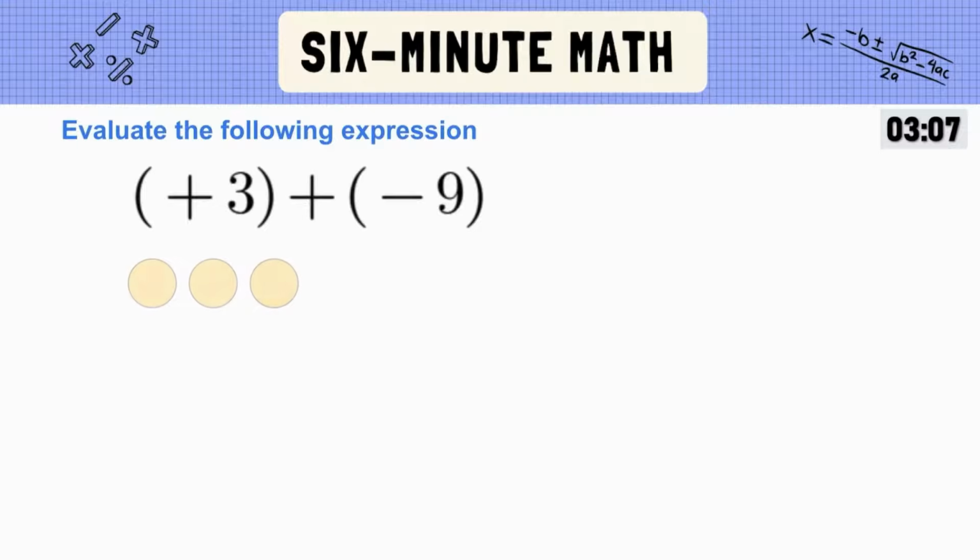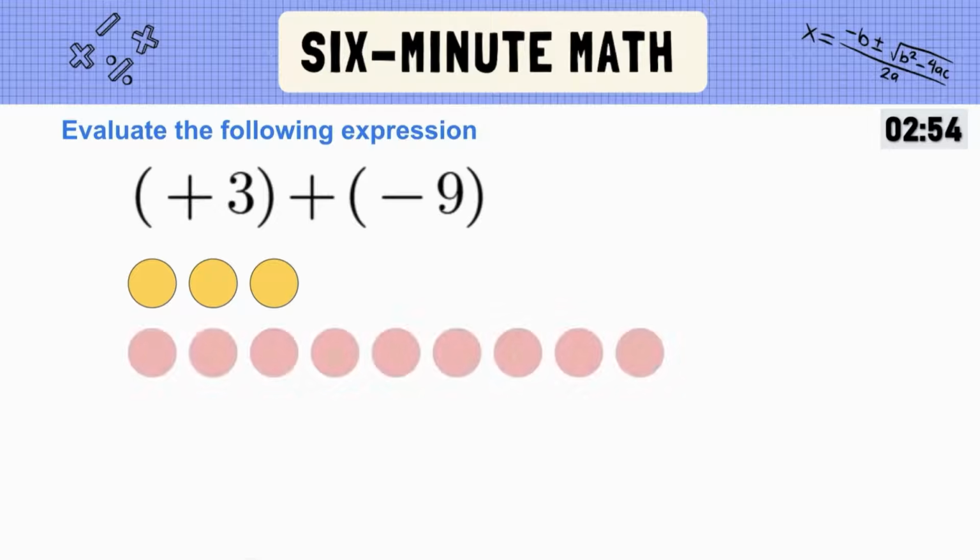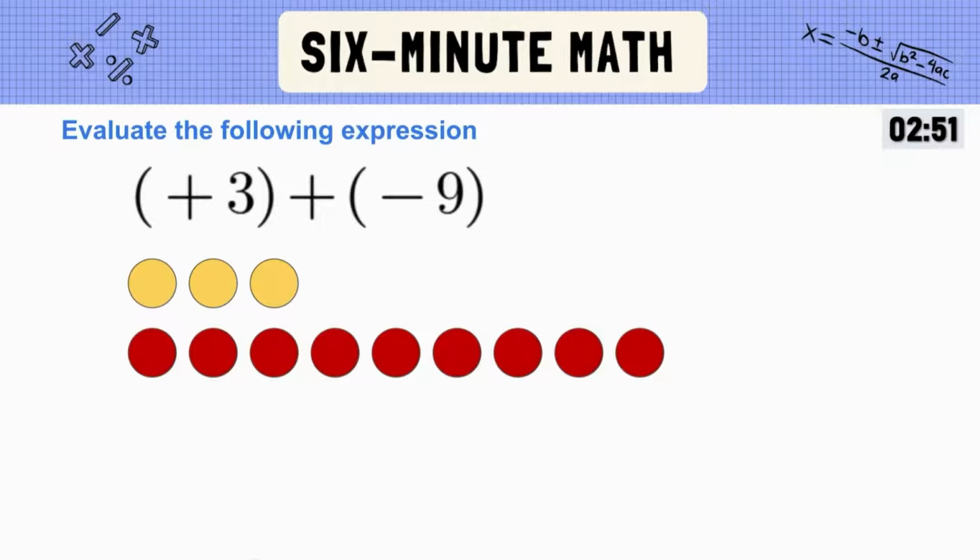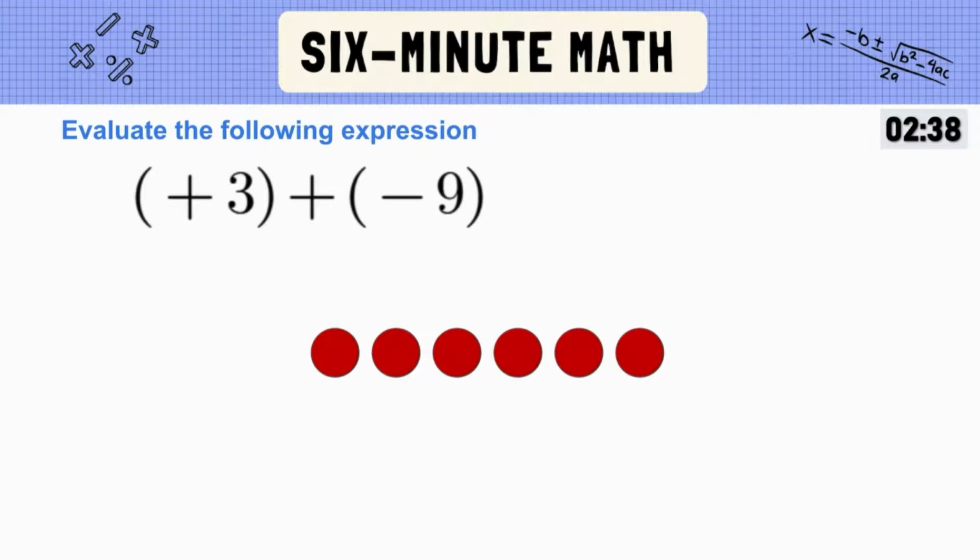What if I were evaluating positive 3 plus negative 9? I have my positive 3, and I'm going to be adding negative 9 chips. So I add those negative 9 chips, and as you can see, I have actually created 3 zero pairs. Those positive 3, negative 3 chips can cancel each other off, and what am I left with? I am left with 1, 2, 3, 4, 5, 6, and they are all red, so I have negative 6.